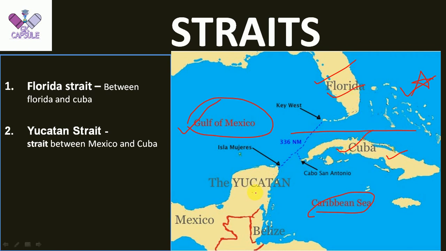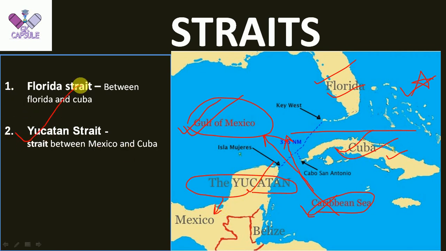And this is the Yucatan Peninsula, part of Mexico, and the narrow passage that is connecting Cuba and the Yucatan Peninsula is called the Yucatan Strait, and it is between the Gulf of Mexico and the Caribbean Sea. So this strait is connecting these two water bodies, and it is between these two regions. Okay, that is between the Yucatan Peninsula and Cuba.